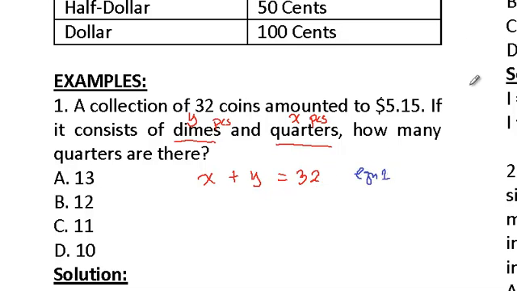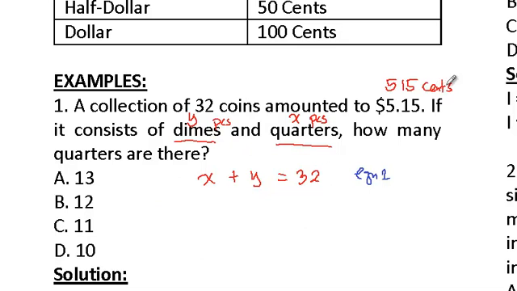Then we'll do the second one. How do we get equation 2? It says that the amount amounted to $5.15. Now, the technique here is to convert everything to cents, because we're talking about cents for the value of the dimes. It's a lot better if we convert this to cents. So $5.15, how many cents is that? Multiply it by 100, so we'll get 515. This is 515 cents, which means the value of all of this is 515 cents.